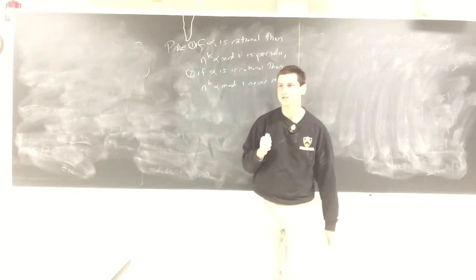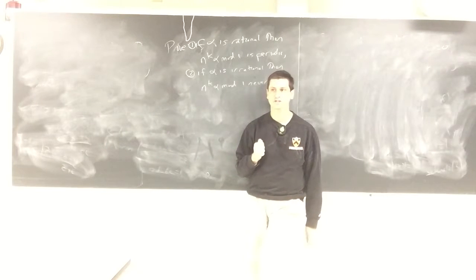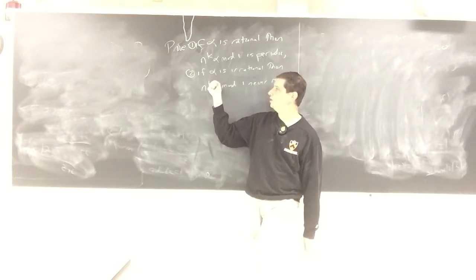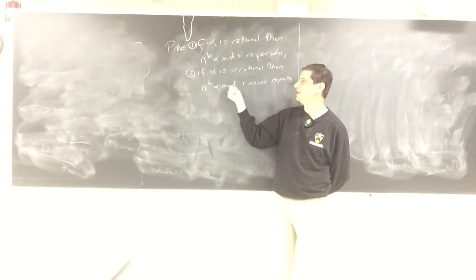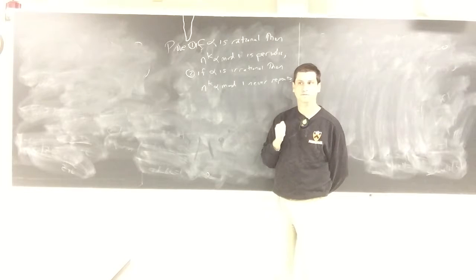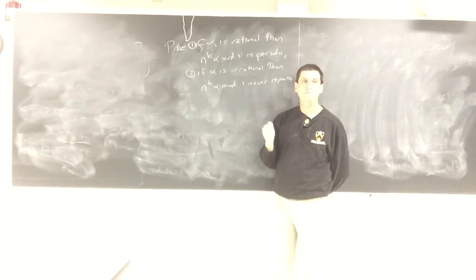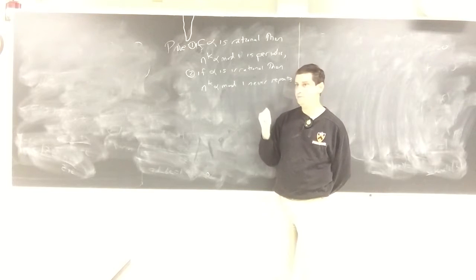So it's very important to look at what you're being asked to prove and prove what you're being asked to prove. For instance, the second one is not saying prove that if alpha is irrational, then n to the k alpha mod 1 is not periodic. It's possible for it to be aperiodic and repeat.